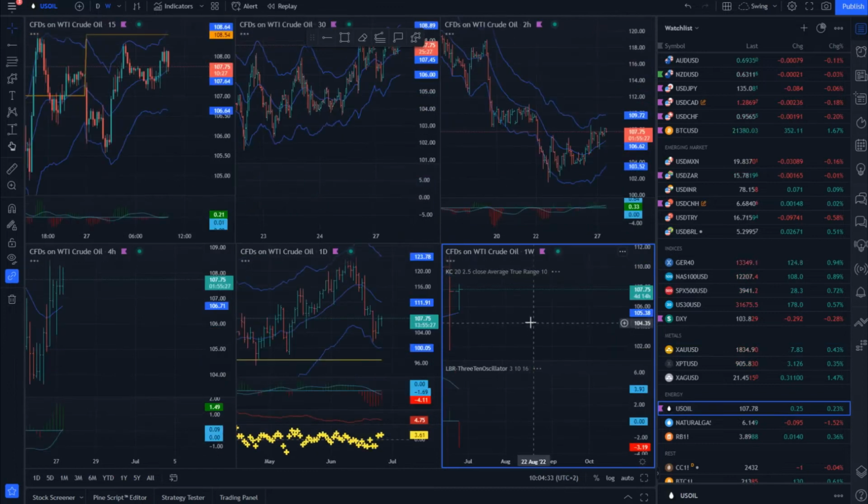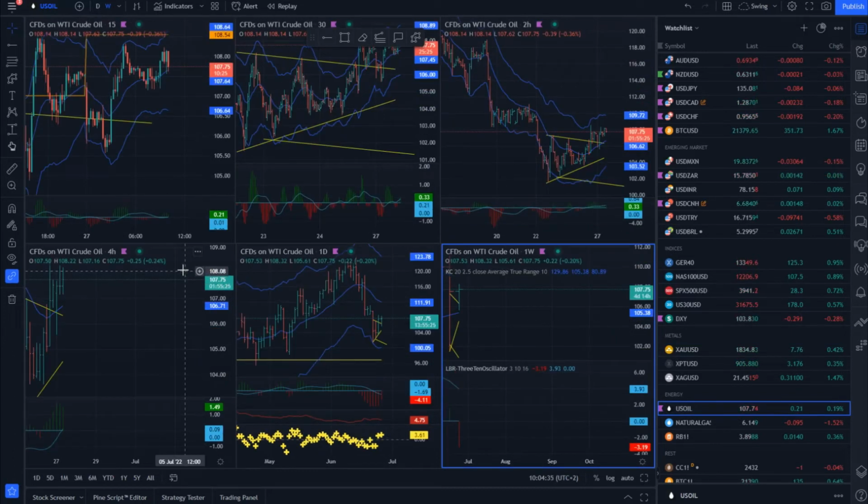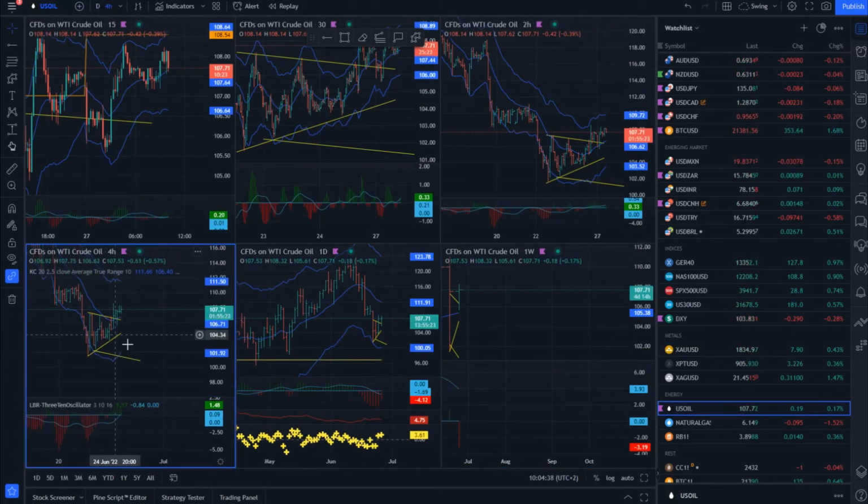Speaking of the crude oil, there is already breakout happening here. So we had this contraction, and this contraction didn't provide a continuation pattern to the downside. Actually, we had a breakout to the upside.